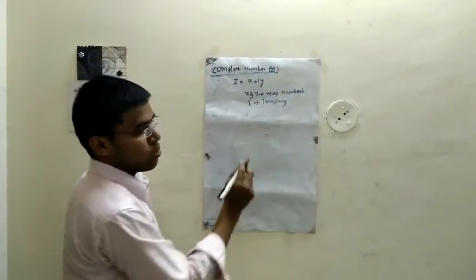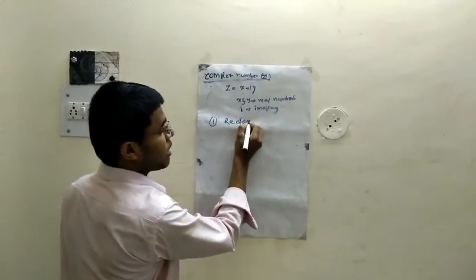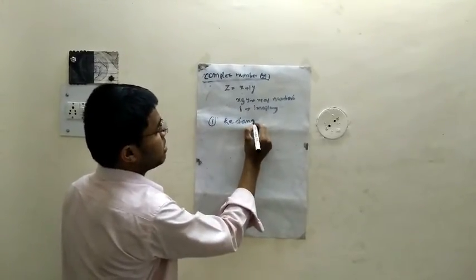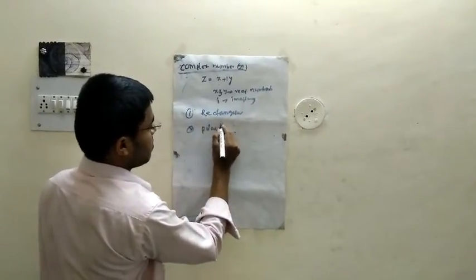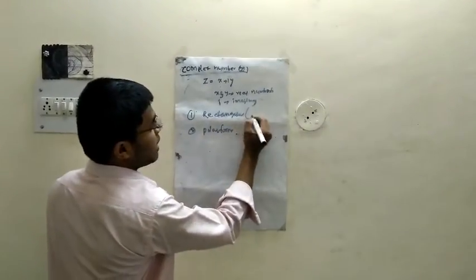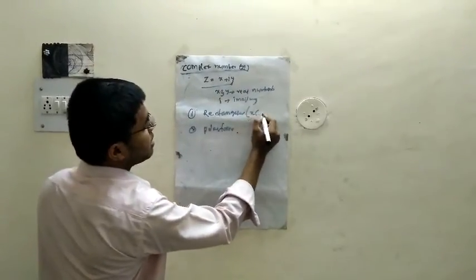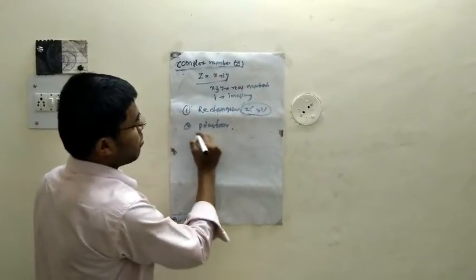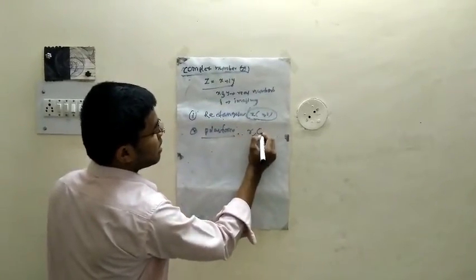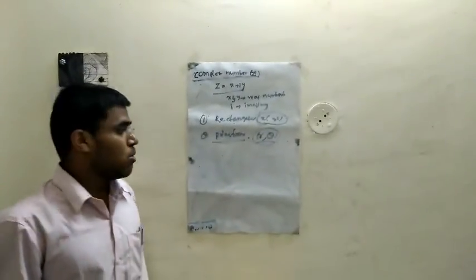Complex numbers are of two types. We can represent a complex number in two forms. One, rectangular form. Second, polar form. Rectangular form is nothing but Z equals x plus iy, where Z is a function of x and y. Polar form means in the form of r and theta. If you represent the number in r and theta, this is polar form.